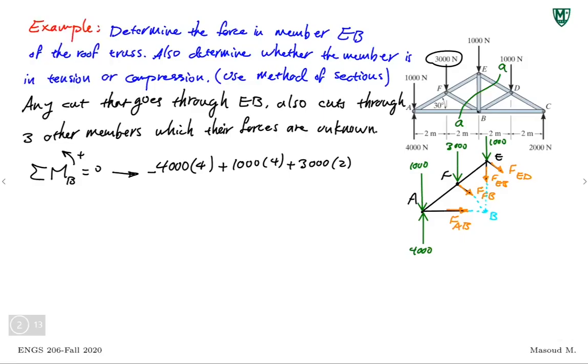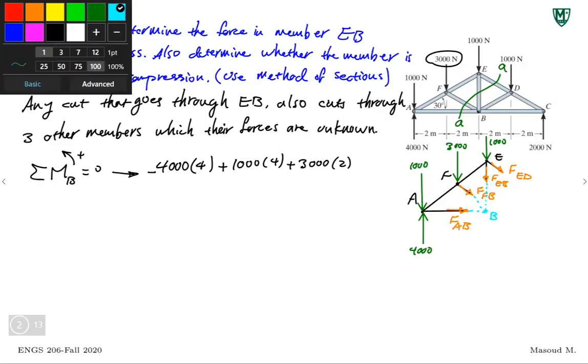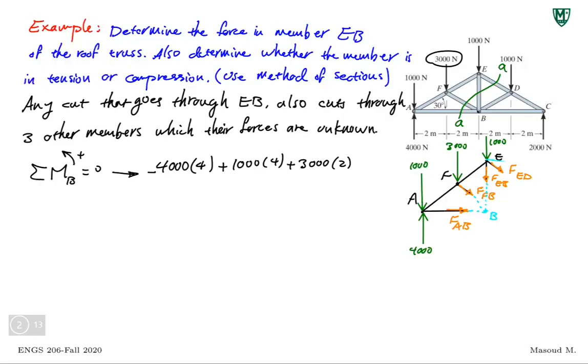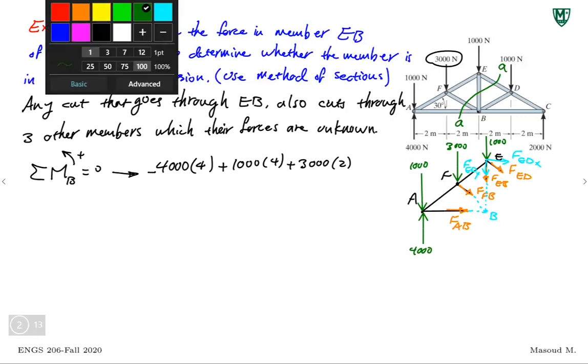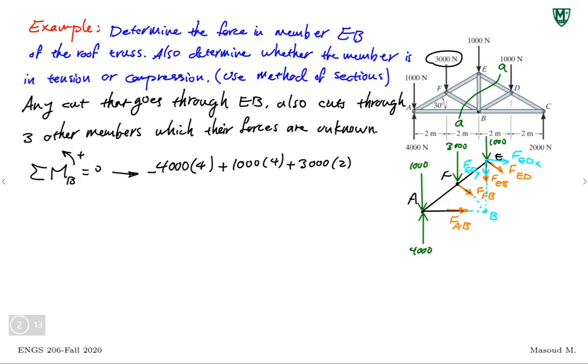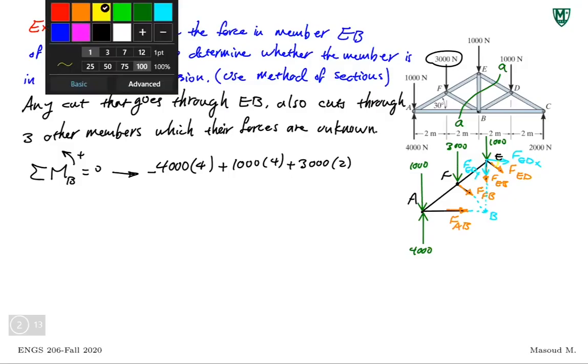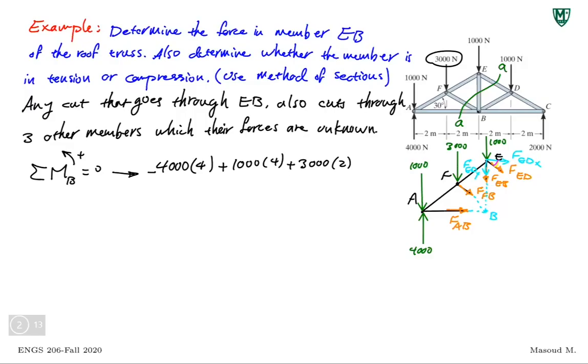If we decompose this one, let me use a color that is more visible. That would be FEDX. This would be FEDY. Not sure if that was the best choice of color, but all right. To get those components, I need to know this angle. Let's just call this theta.